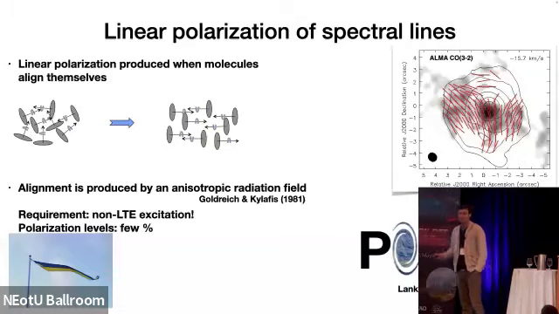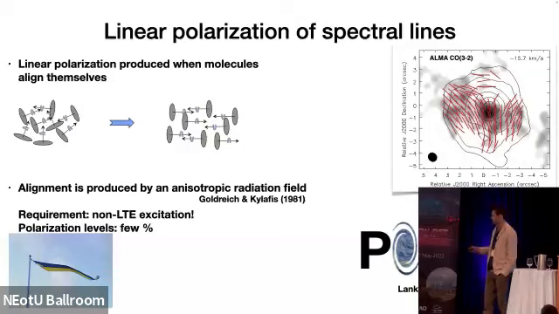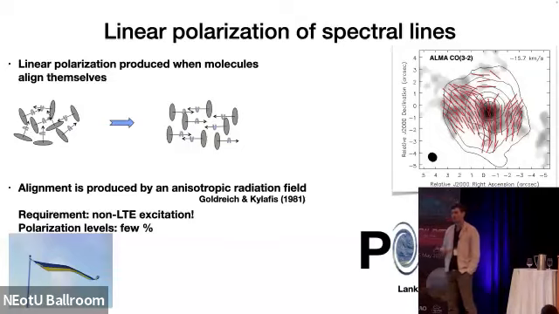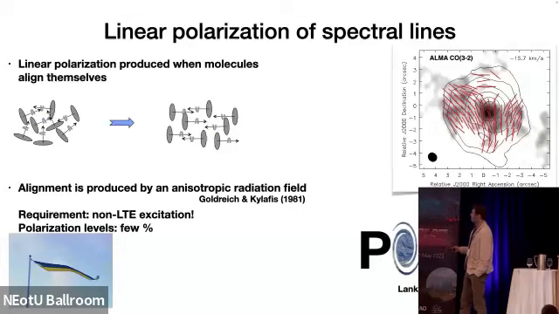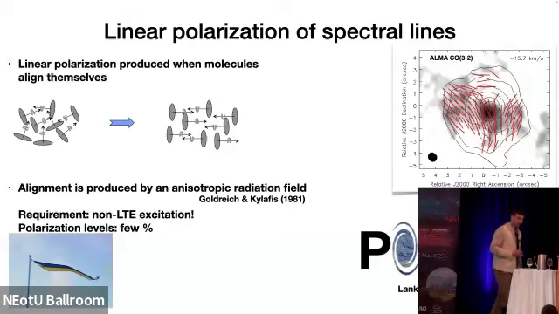The requirement is that we need non-LTE excitation. If collisions are present, they will scramble the alignment and you won't see any polarization at all. Polarization is in the levels of a few percent. Now I want to advertise this code, POLARTRAN, which treats all of the complicated molecular physics associated with these processes in a 3D polarized radiative transfer code that can translate an image like this. This is from ALMA to a magnetic field morphology.